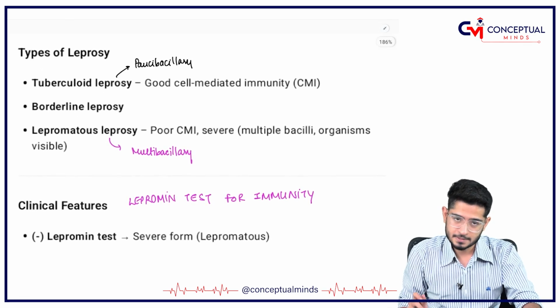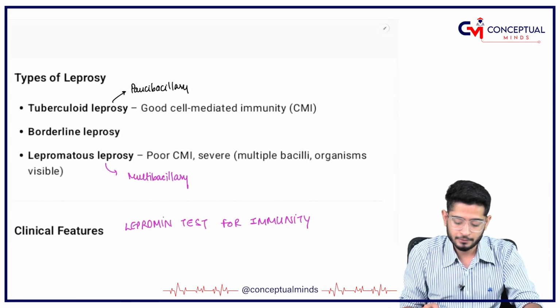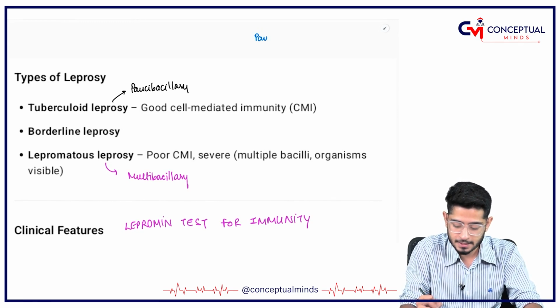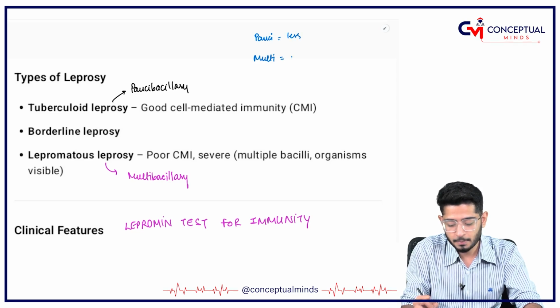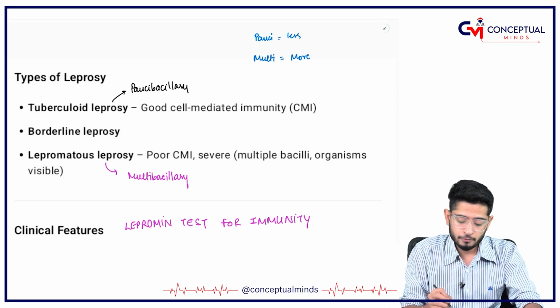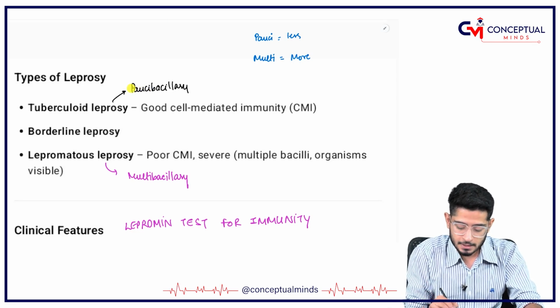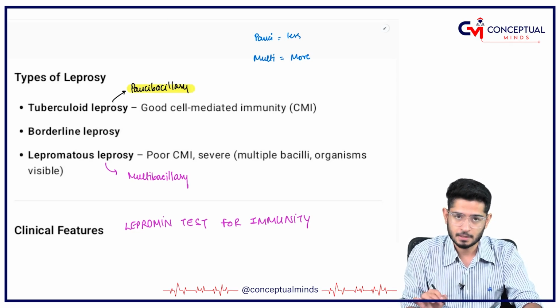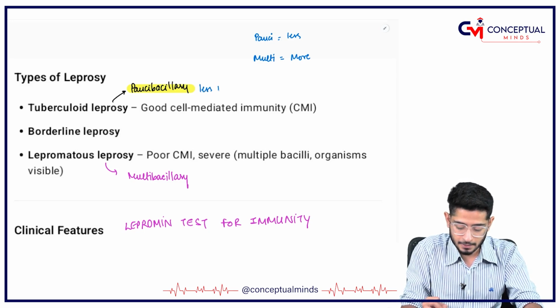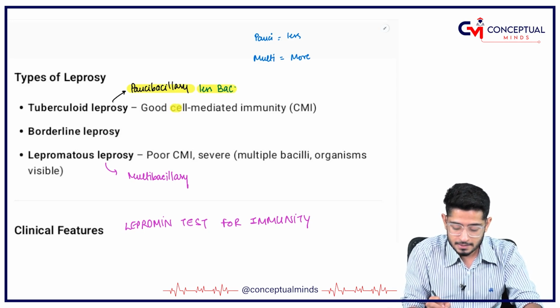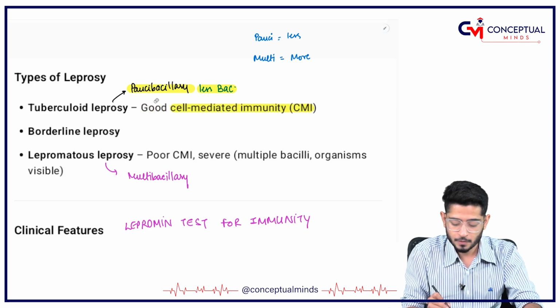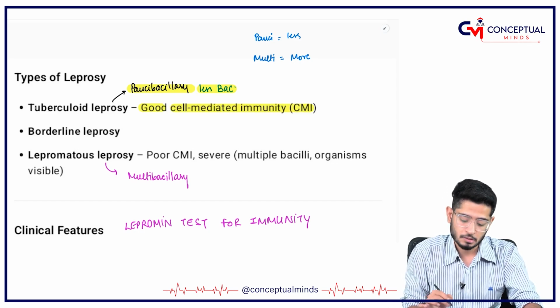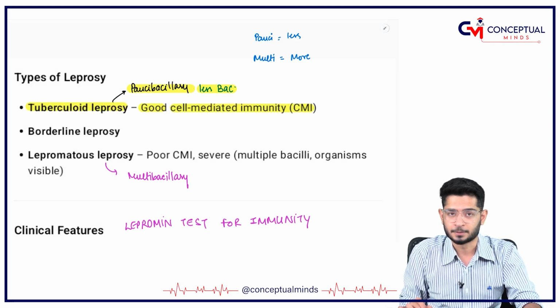Coming on to types of leprosy. I hope you are well aware of some basic nomenclature like pauci and multi. Pauci means less, multi means more. For example, if a leprosy is paucibacillary, that means less bacteria. Why are there less bacteria? Because the cell mediated immunity is good. So these leprosies are called tuberculoid leprosy.